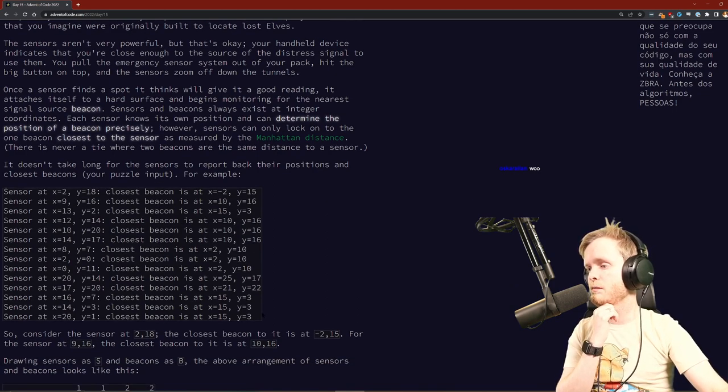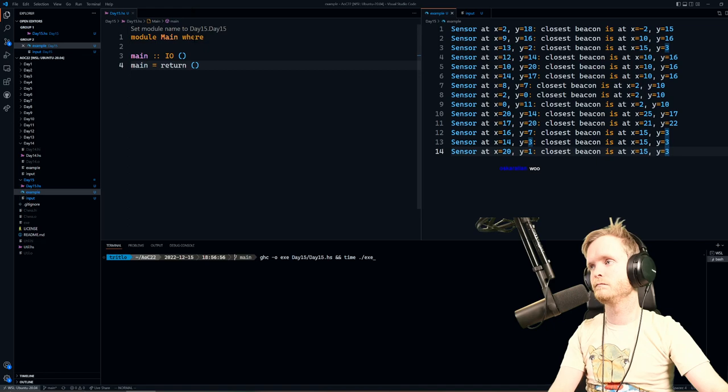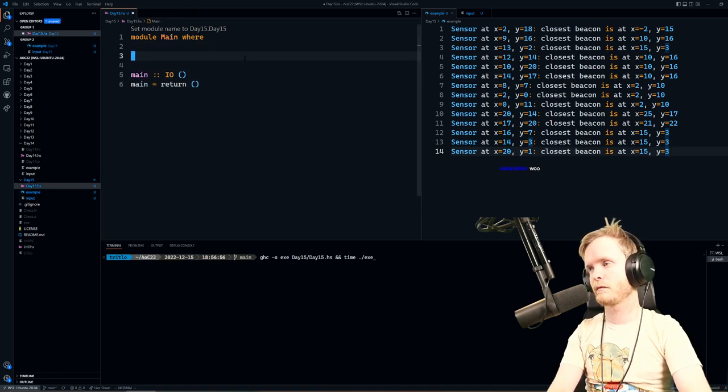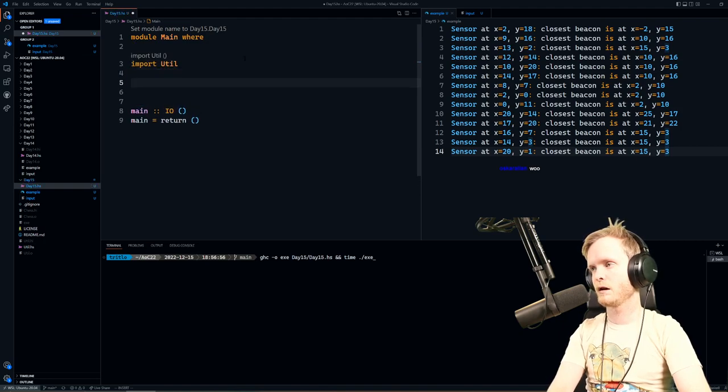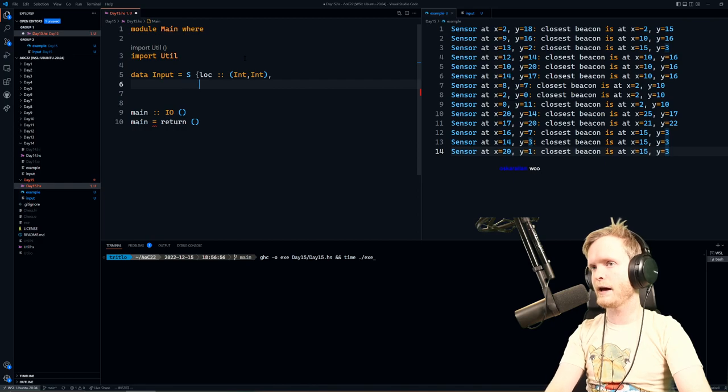So, we've got an example here. Let's start by parsing. Whoop whoop. We love parsing. Okay. Import Util. Data Input equals Sensor. So we have the location of the sensor, let's give it the type S, and we have the beacon, B.